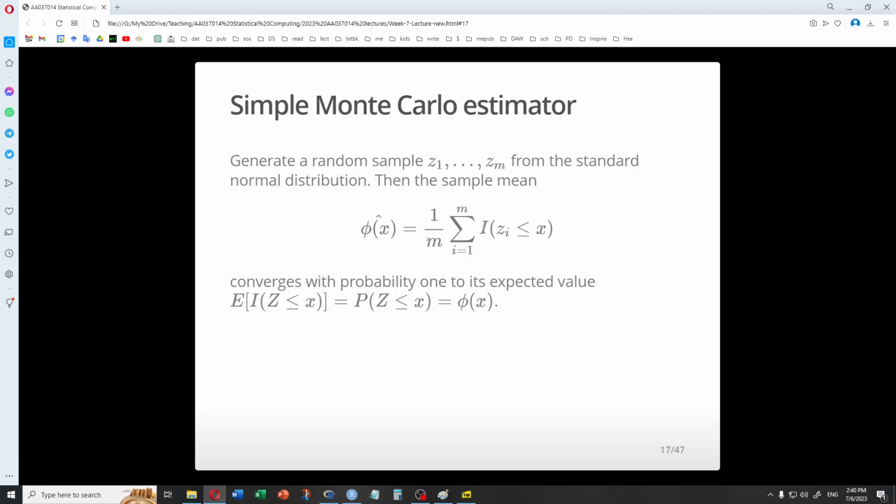and then this is divided by m. So this will give you the proportion, because it evaluates each Z: if Z is less than x, it is considered yes; if no, it is considered no. And then we get this proportion. Okay. And we believe that this will converge with probability 1 to its expected value, where the expected value of the indicator of Z less than x is given by the probability of Z less than x, which is equal to phi of x.